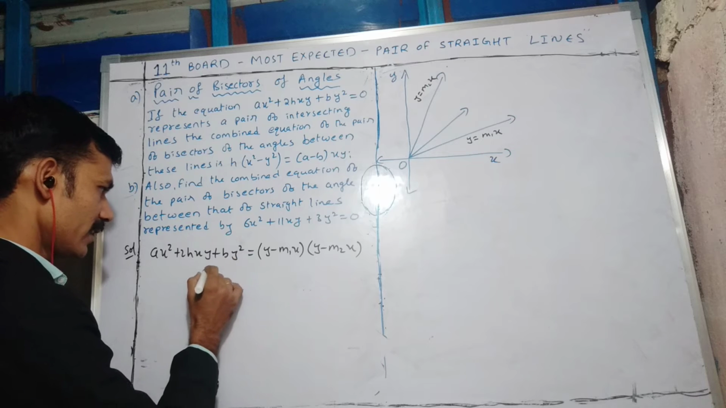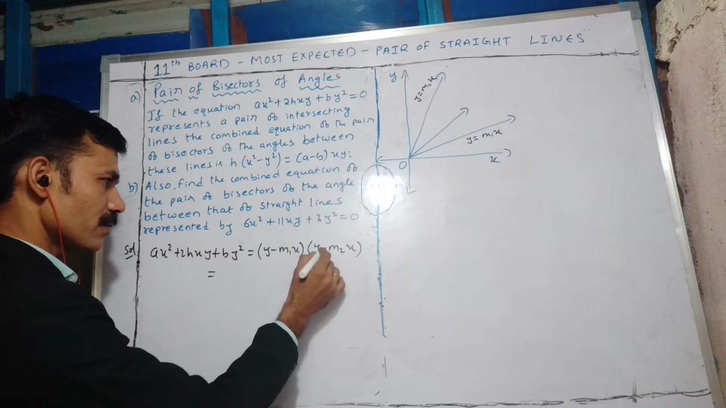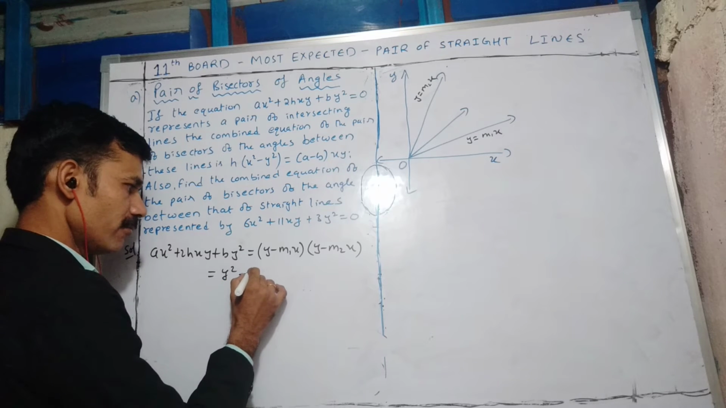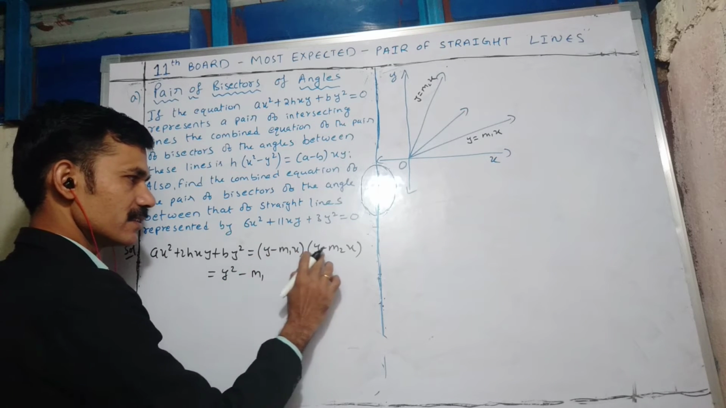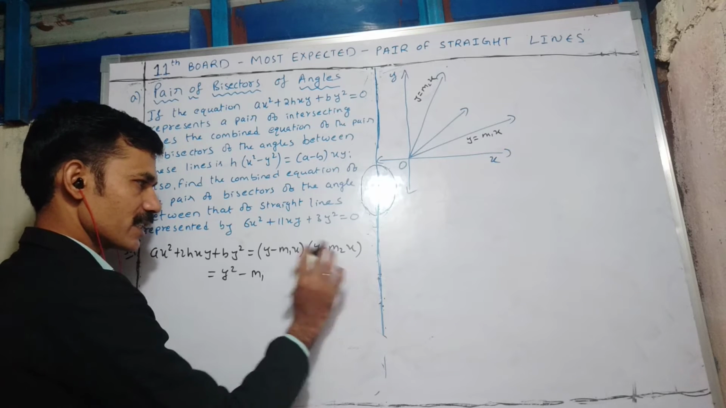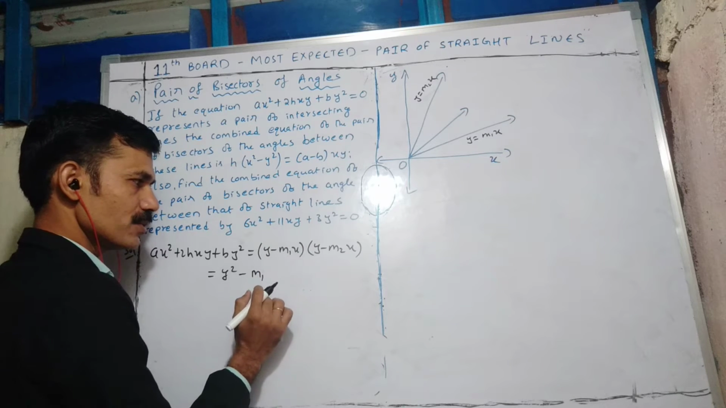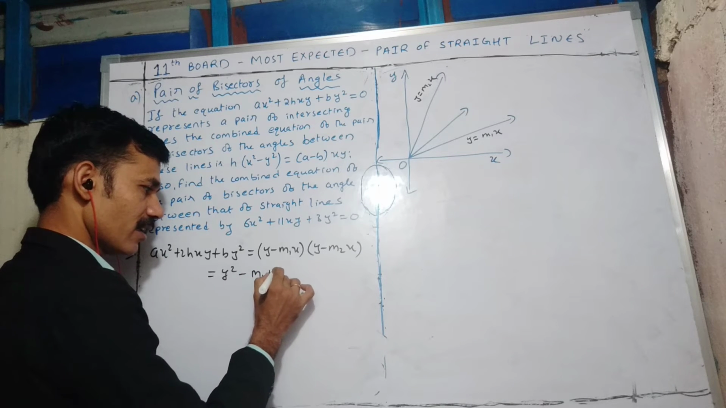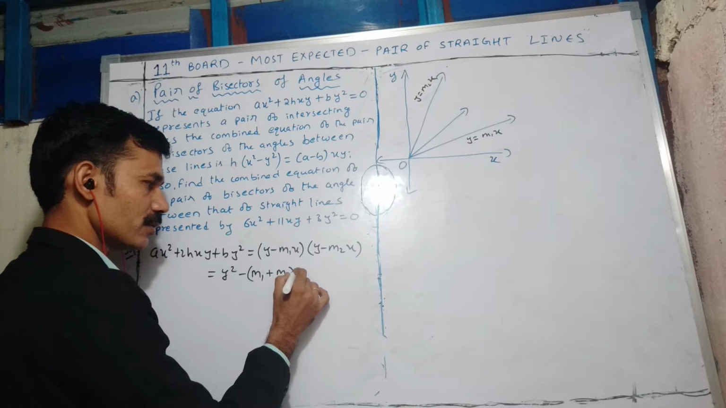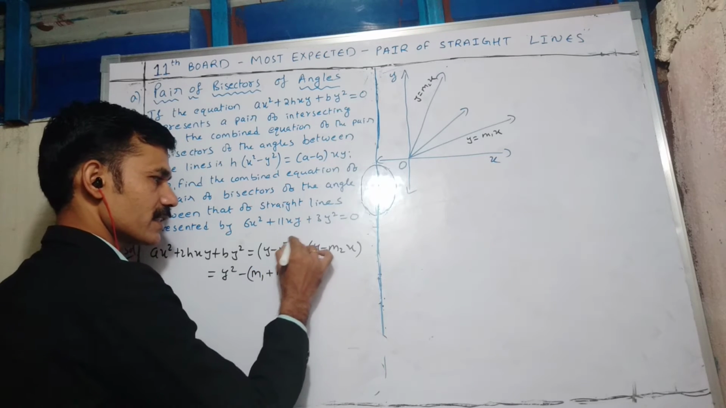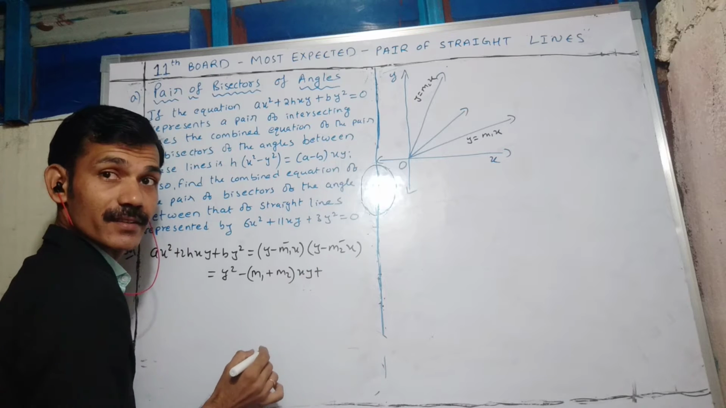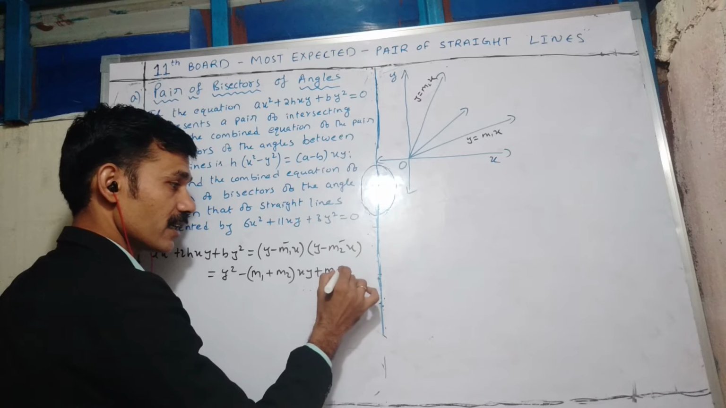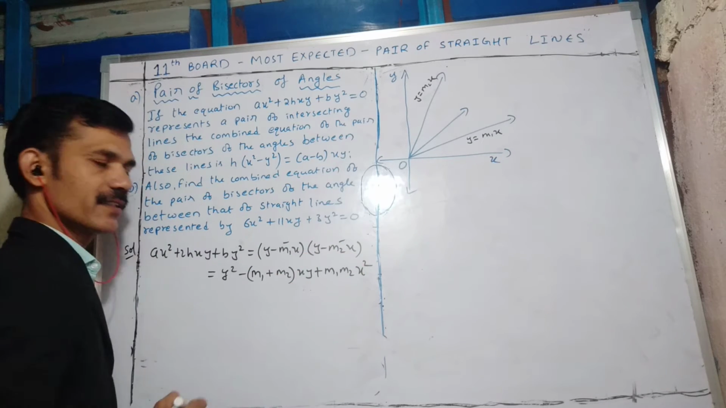Here we simplify a little. Like y into y gives y square. Minus m1, I am multiplying this and this, so I will get m2 xy. Here if I multiply this 2, I will get m1 xy. I can take xy common, so m1 plus m2 times xy. And the first and last terms we are going to multiply. There what am I going to get? Minus into minus is plus, m1 times m2 times x square.